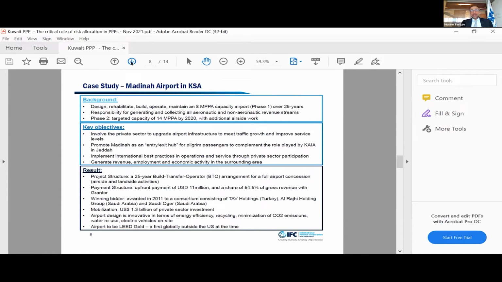And the other important thing, which is a reason why IFC also gets engaged, is the sustainability of the design of the airport. It's the first airport at that time which was LEED Gold certified outside of the USA.